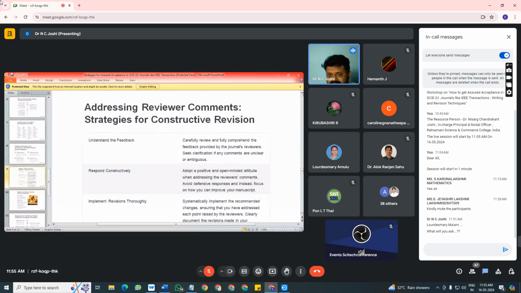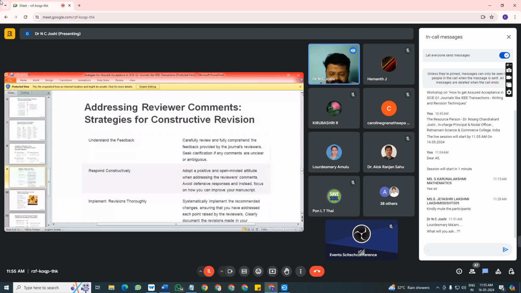Then the second is respond constructively. Adopt a positive and open-minded attitude when addressing the reviewer's comments, adopting a positive and open-minded attitude.